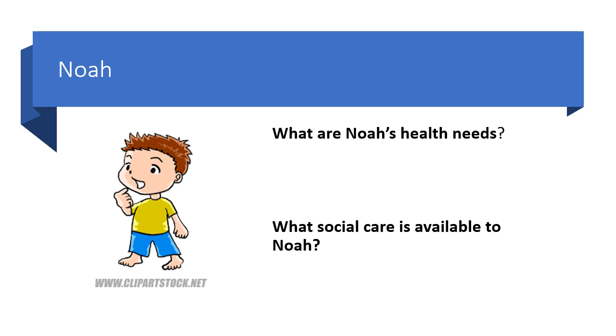Noah recently joined the local primary school near to his foster placement. He often shouts out in class and gets frustrated easily. He has a one-to-one teaching assistant in the classroom to help him, and he has yet to make any friends. So what you need to do, you need to think, what are Noah's health needs? That's your first thing you need to think about. And then when you've thought about what his health needs are, what social care is available to Noah to support those health needs.